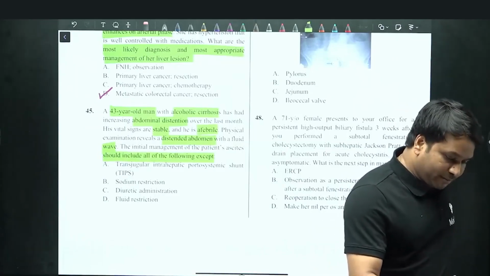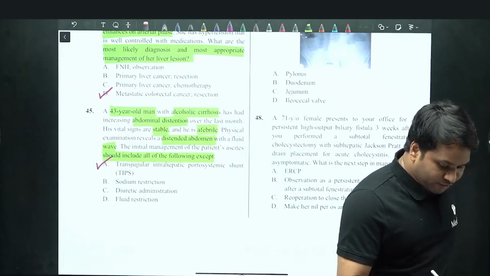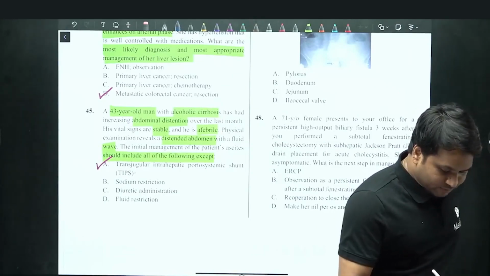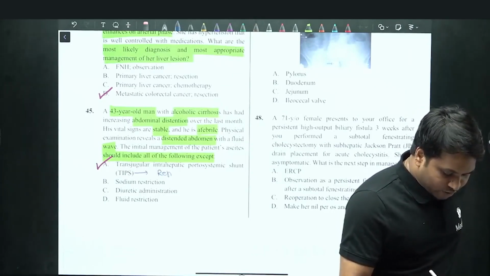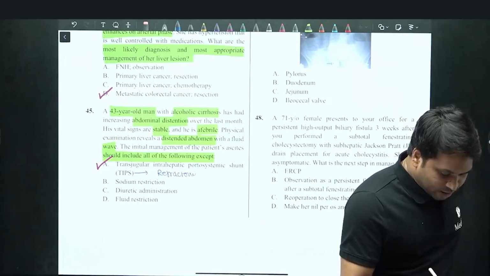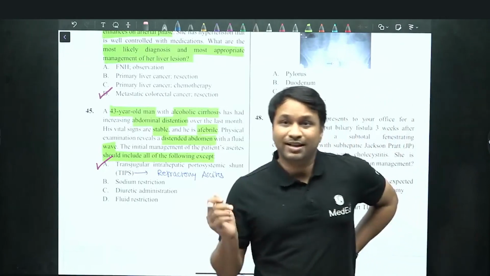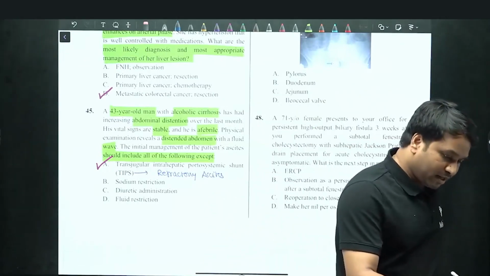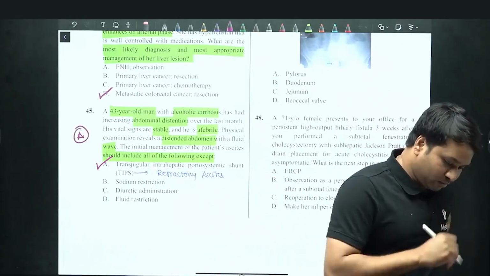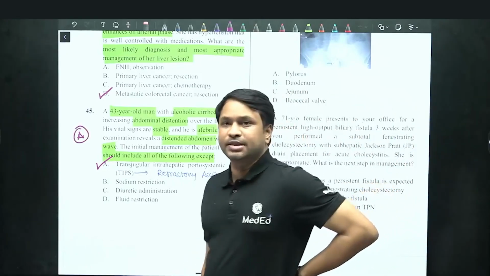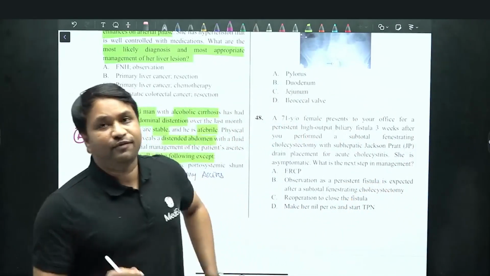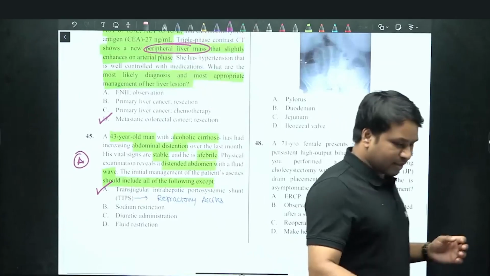Remember, TIPS is done for refractory ascites, not as soon as you see ascites. So if you have done everything and the ascites is not responding, that is when we do TIPS. Otherwise, there is no other rule. Right? So the answer here is A. TIPS is done for refractory ascites, not for initial ascites.